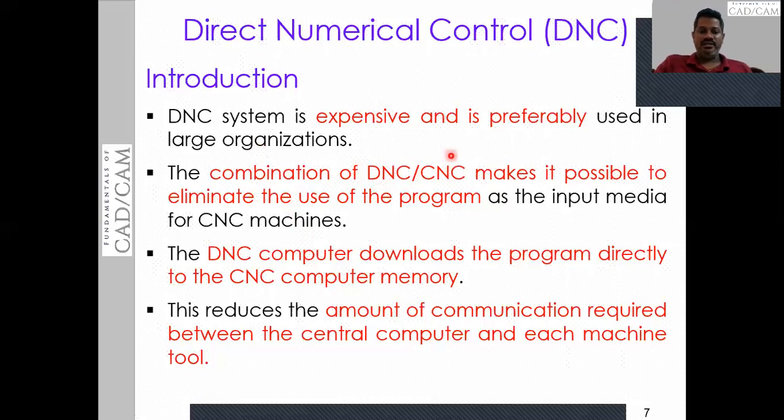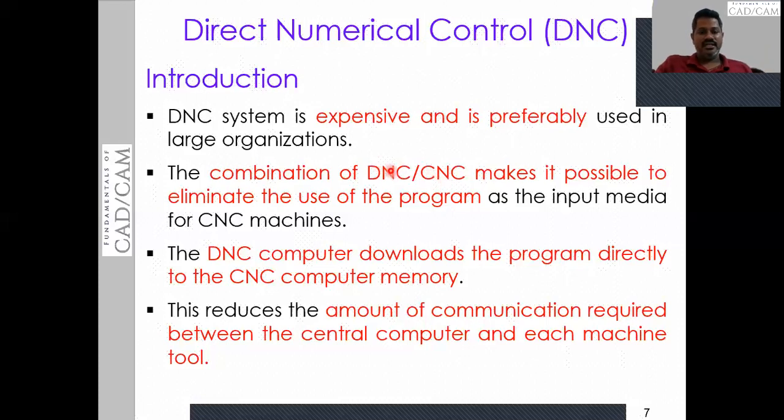We can avoid the input media for CNC machines, because you have a huge memory for the DNC, where all the programs will be stored. You are not going to insert a USB drive or CD drive to load the programs in the computer. So we have a huge memory computer, so that all the programs are stored at one location from where the individual computer is going to access the data, which keeps it in the buffer, and from where the NC machine tool is going to access it.